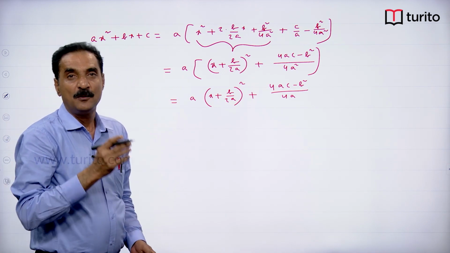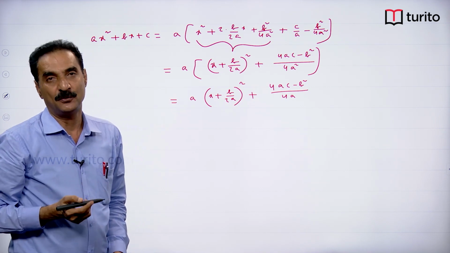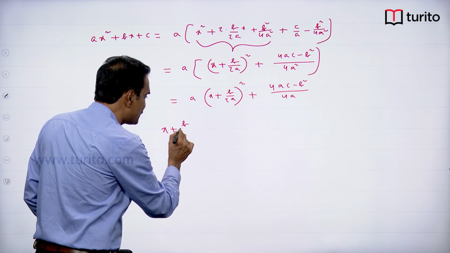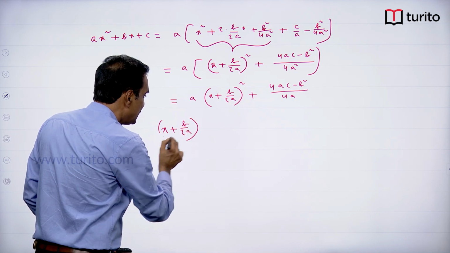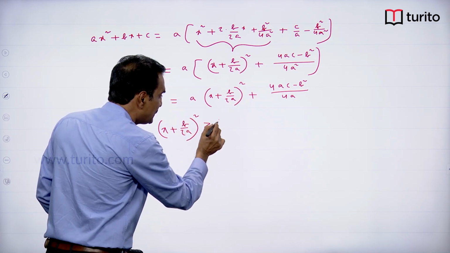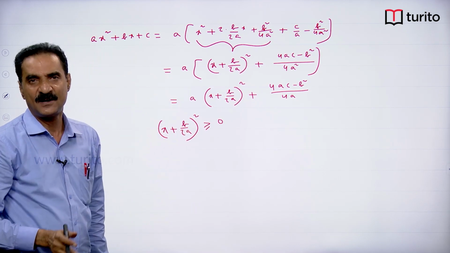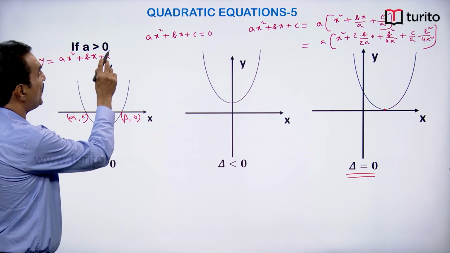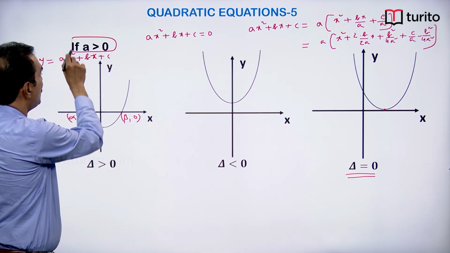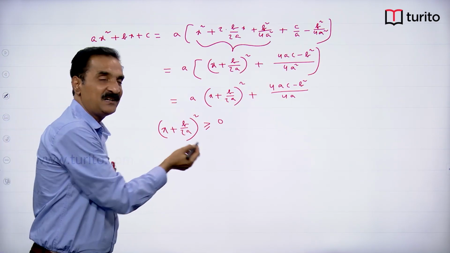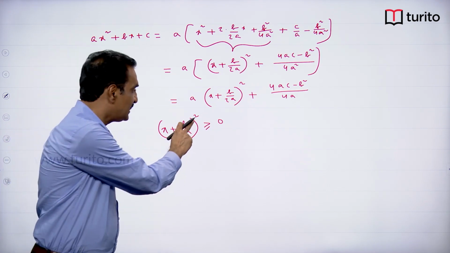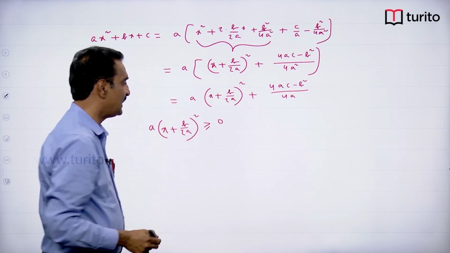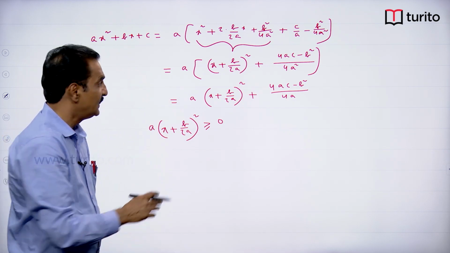We know that minimum value of a perfect square is 0. X plus b by 2a whole square is always greater than or equal to 0 for any real value of x. All of you know this. Now, if a is positive, then you can multiply both sides by a, still it will be greater than or equal to only. So, I will multiply by a and write it like this.